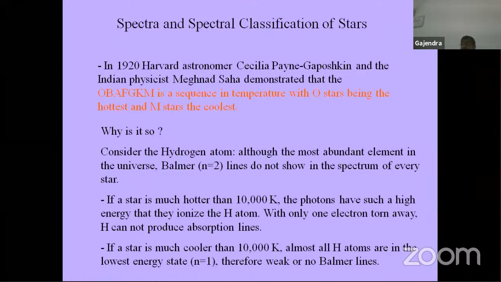So that is the main reason of the Balmer lines decreasing in the cooler stars. Whereas helium lines appear from an excited level. So you need higher temperatures to excite helium, and lines from that appear only in hot stars, because hot stars have the photons to excite that helium atom. And for the cool stars, temperatures are not enough to excite neutral helium.